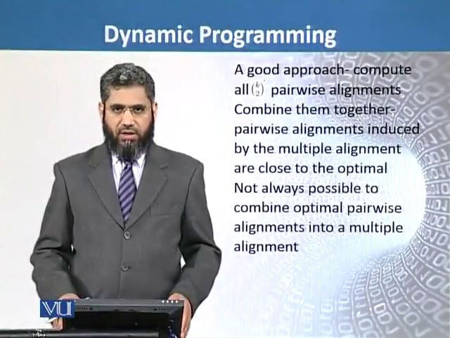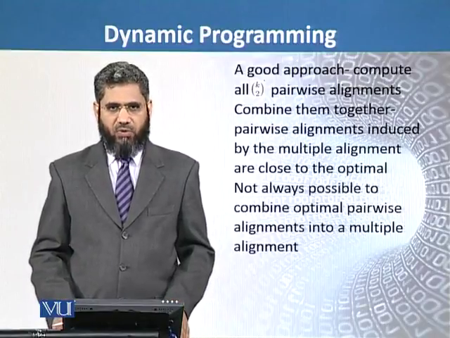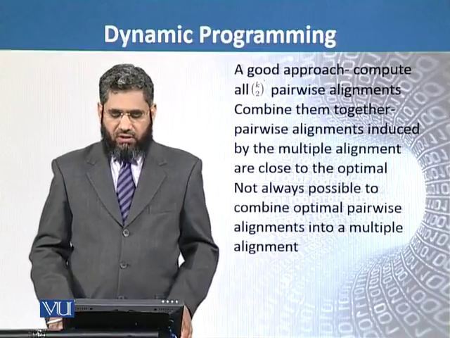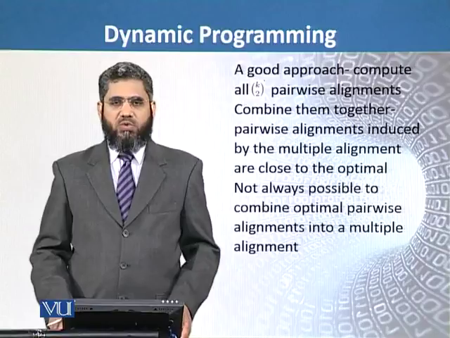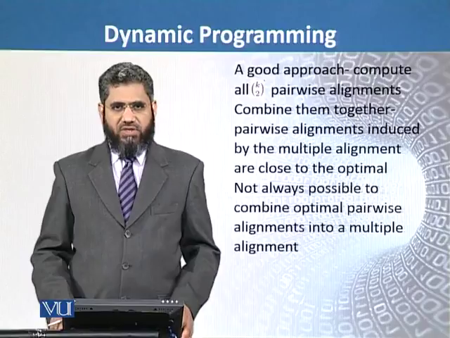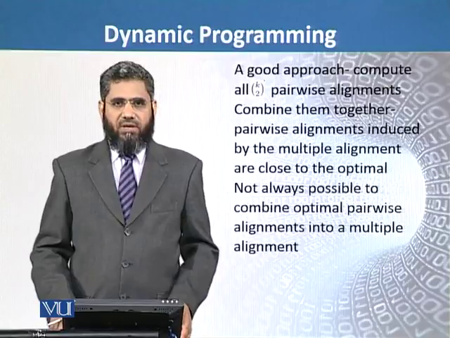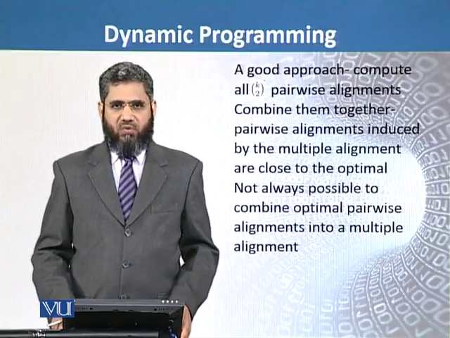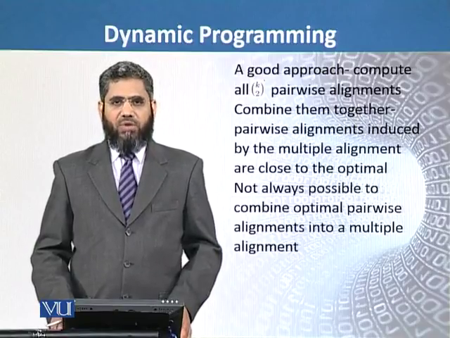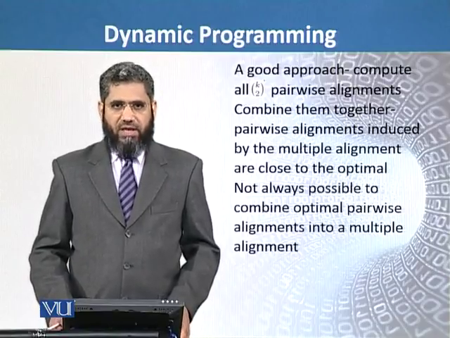We can use the dynamic programming algorithm to solve the multiple sequence alignment problem. In this case, the best option will be to compute all k-choose-2 pairwise alignments for all the pairs of the sequences. After doing the pairwise alignment, they are compared in such a manner that the multiple sequence alignment achieved should be of the optimal value. But this is not the case in every problem.